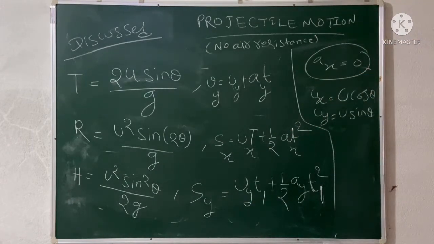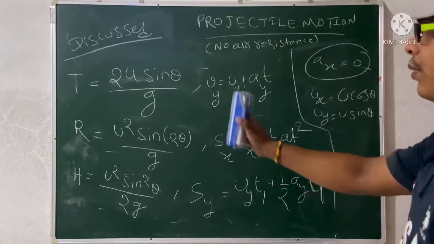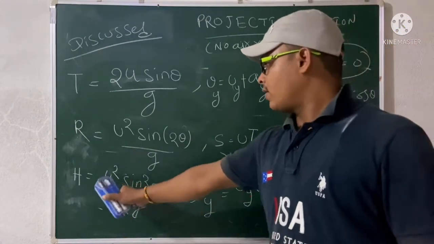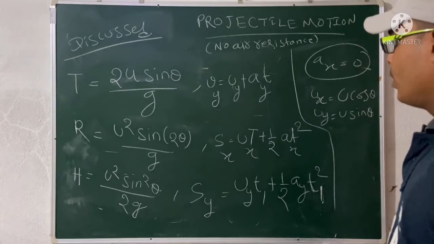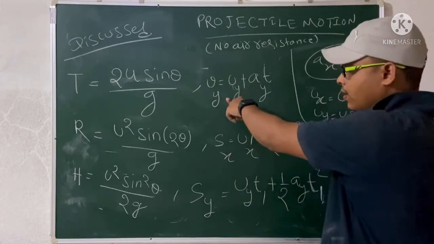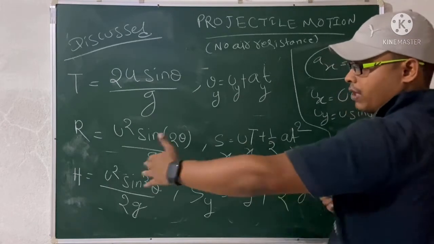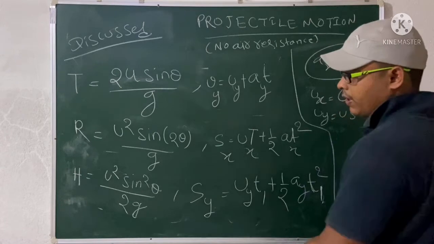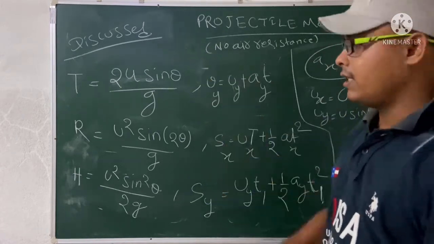So try to remember this. What is the total time of flight? 2u sin theta by g. And what is the range? U square sin 2 theta by g. And what is the height? U square sin square theta by 2g. And these are the equations we have done. We have taken the horizontal component here because we have to find the horizontal distance, and the vertical component here because we have to find the vertical distance.